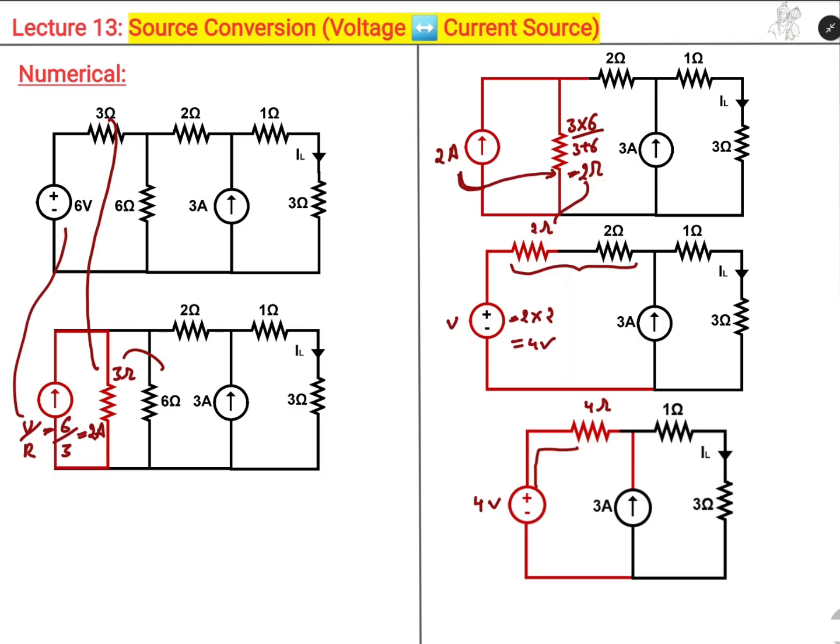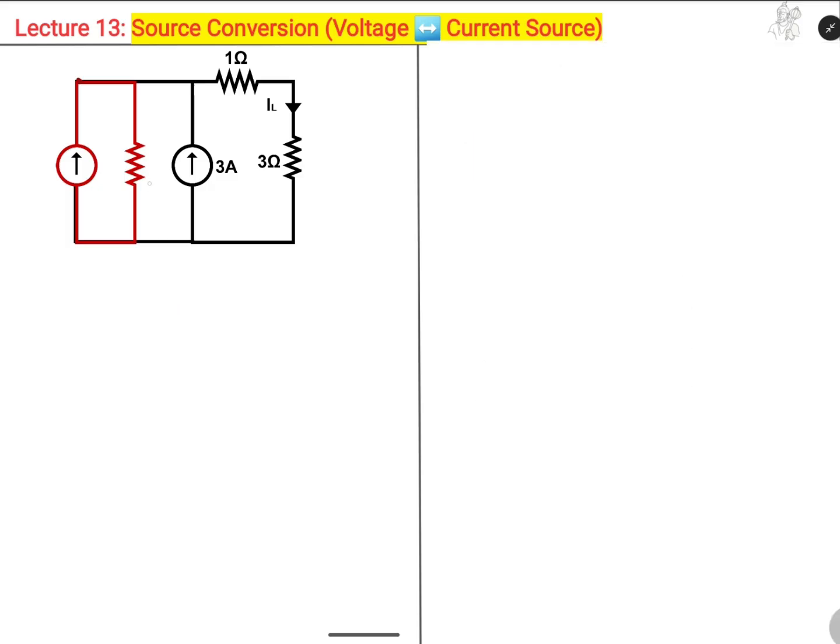Now we have a voltage source in series with a resistor. It can be converted into a current source in parallel with the resistor. So the resistance value will be directly 4 ohms, and the current value will be the voltage divided by resistance, that is 1 ampere.